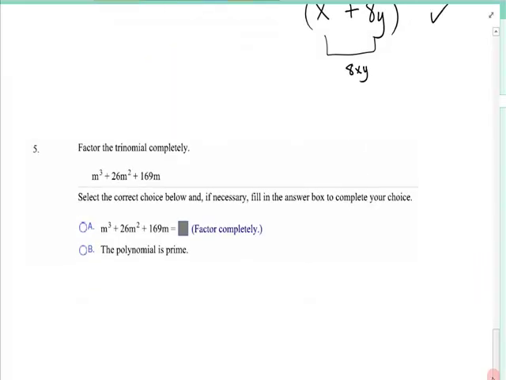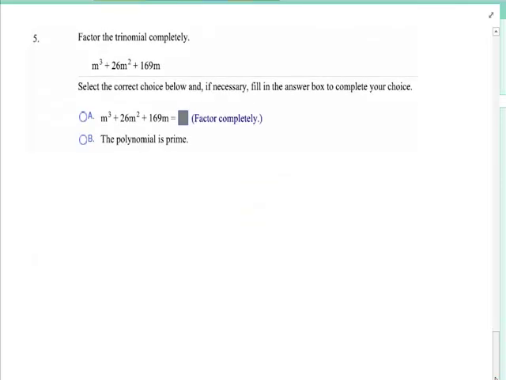If you know something is a perfect square trinomial, then that really takes some work away. Next one, m to the third plus 26m squared plus 169m. And all it says is factor completely.